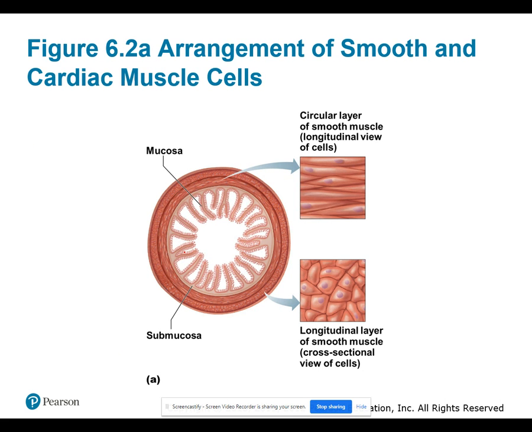So over here, this is a good picture of where it forms your ring. Here's one layer, your circular layer. And then if you were to look at the second layer, this is your longitudinal layer. So it's 2 rings that contract and relax, contract and relax to help move things through.